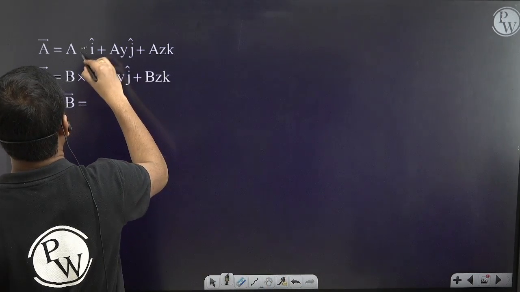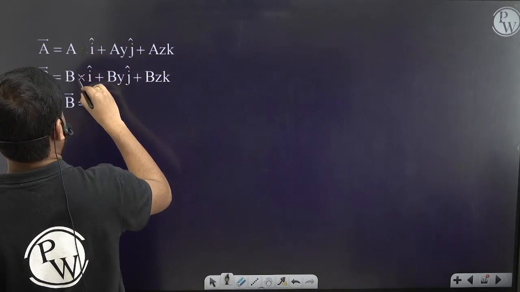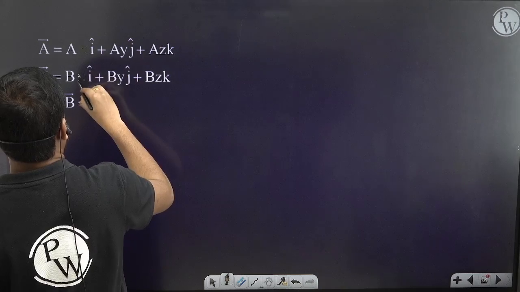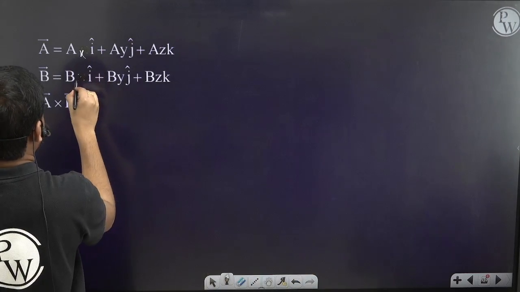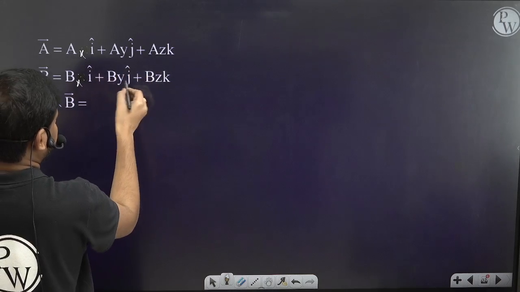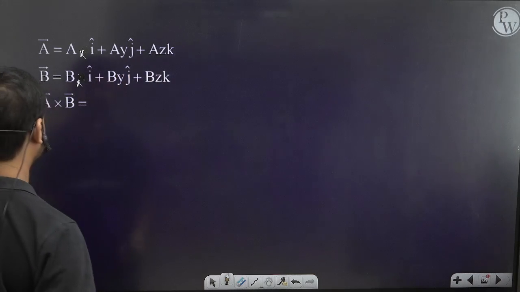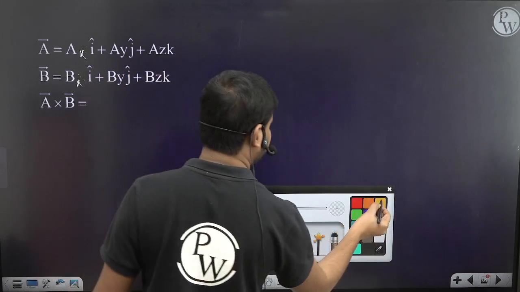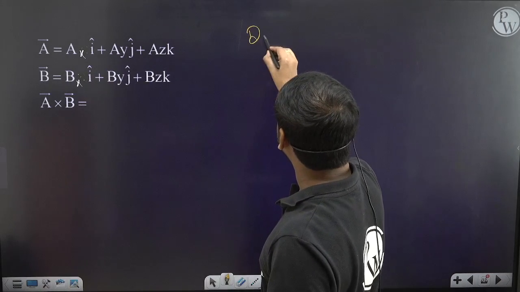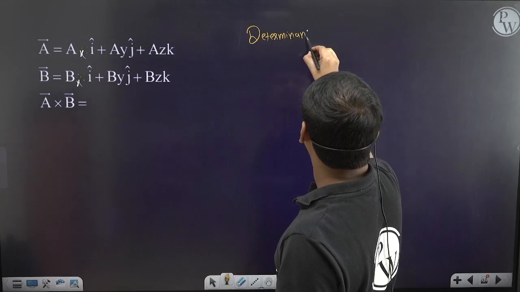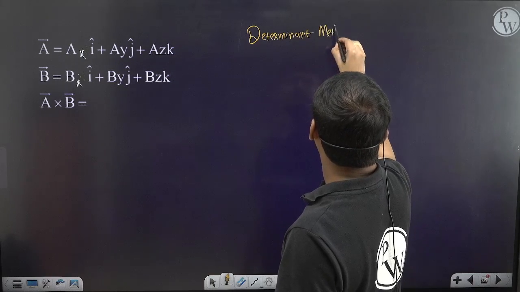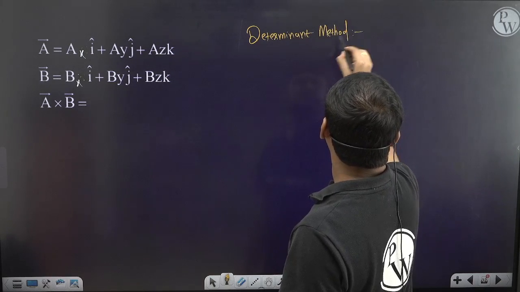This is ax down. So this is ax i cap, bx i cap, ay j cap, by j cap, az k cap, bz k cap. So then a cross b, we can do it by the determinant method. So what is this determinant method?